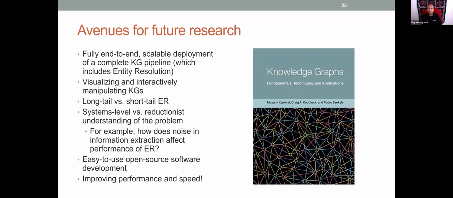How do we visualize KGs and interactively manipulate them, add information, remove information? We still don't have good visual tools for a lot of those steps. We saw in the previous talk, long tail versus short tail.